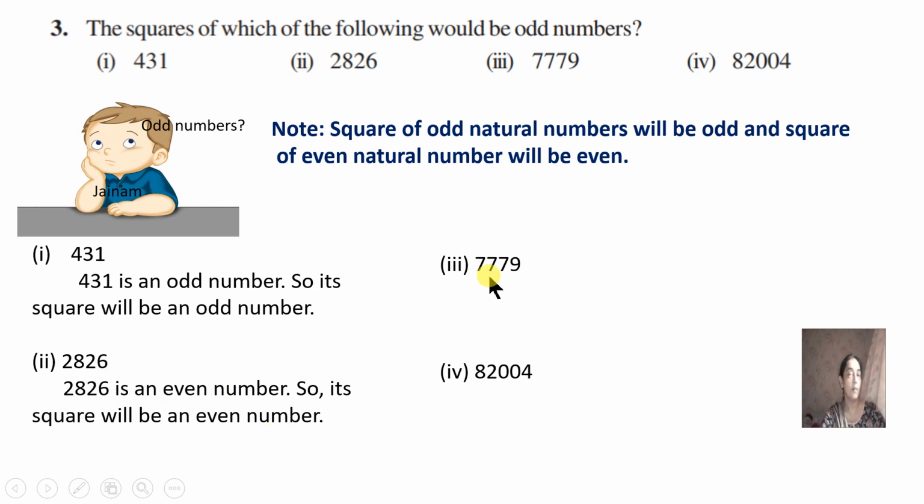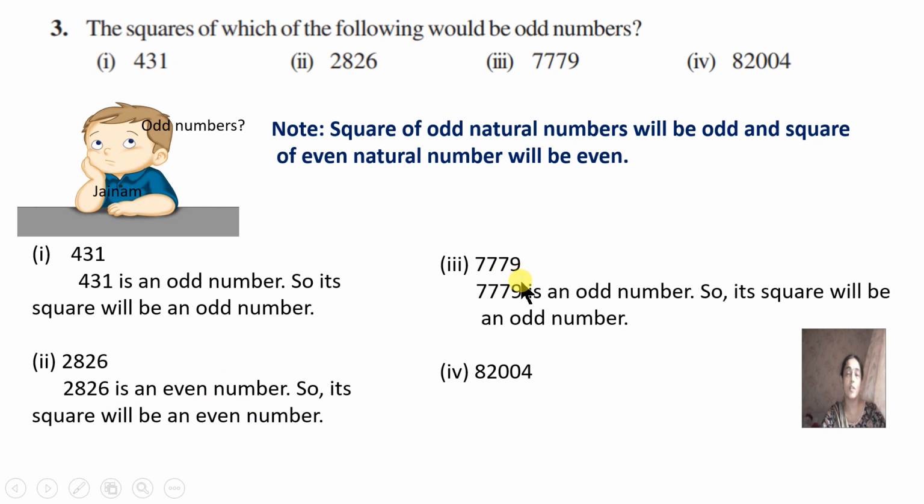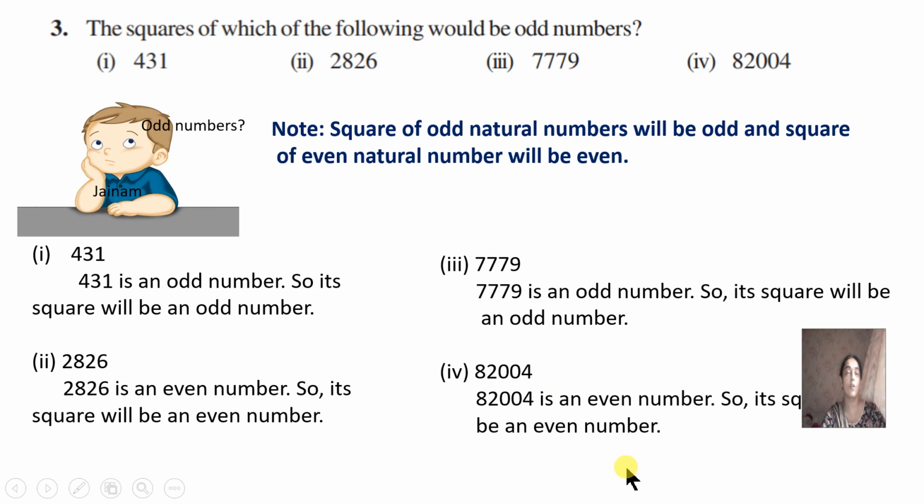The third number, 7779. The unit digit is 9. So, it is an odd number. And so, its square will also be an odd number. Now, here, the unit digit is 4. So, 8204 is an even number. So, its square will also be an even number. So, that was your question 3. I hope everyone is clear. Are you all clear? Okay.